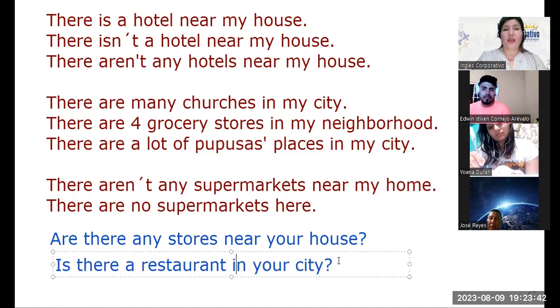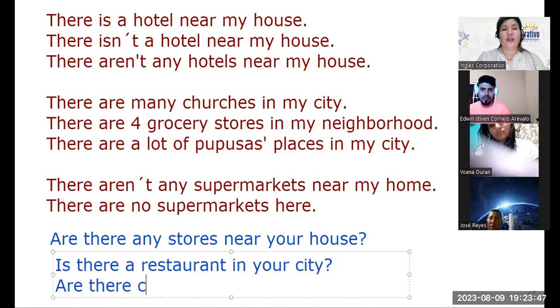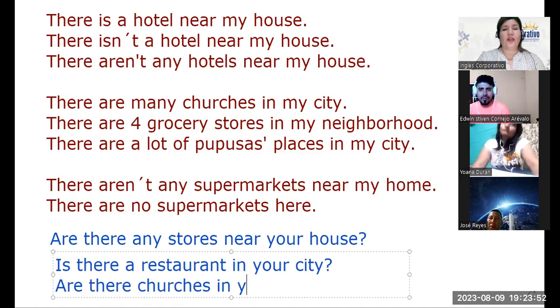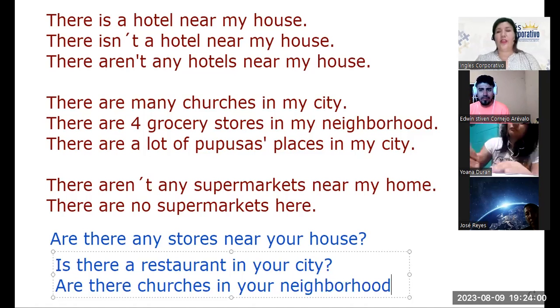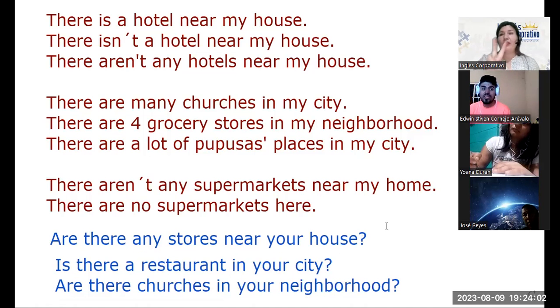Or, if you want to make it plural, are there churches in your neighborhood? Are there churches in your neighborhood? What is the meaning of these last two? ¿Qué significan esas últimas dos? Hay un restaurante en tu ciudad y hay iglesias en tu vecindario. Exactly like that, Edwin. Very good job.